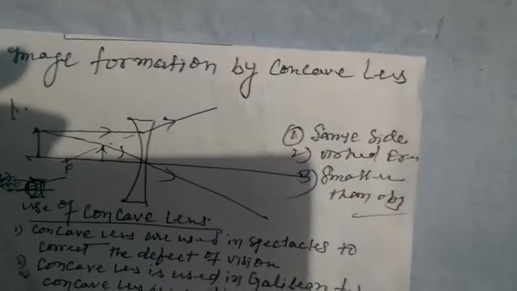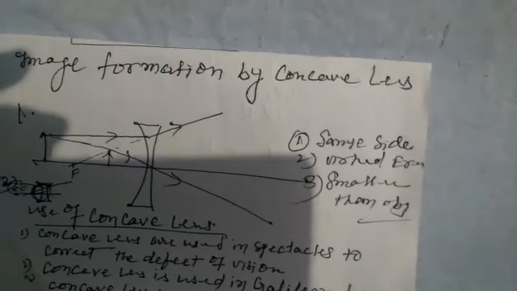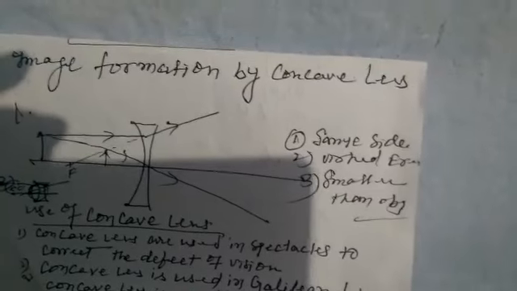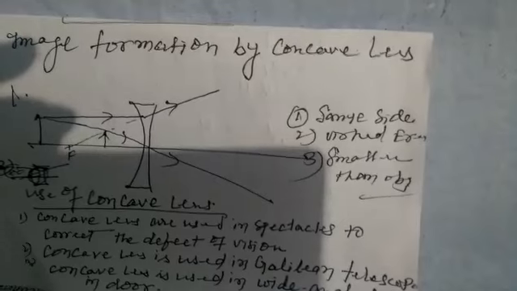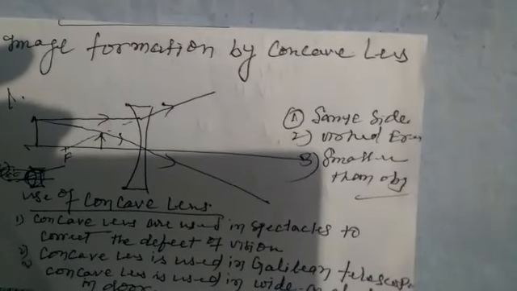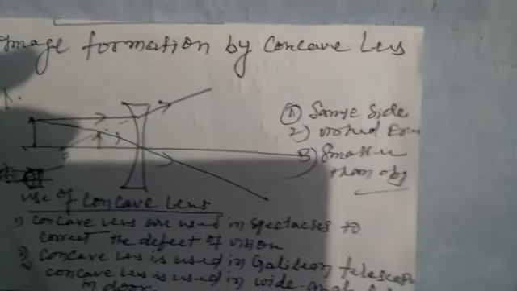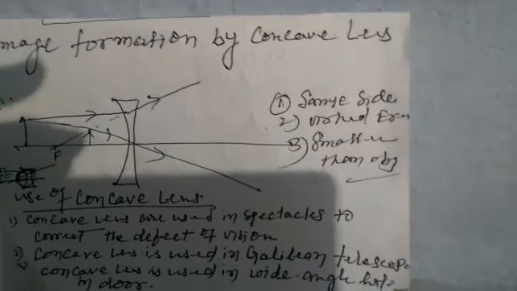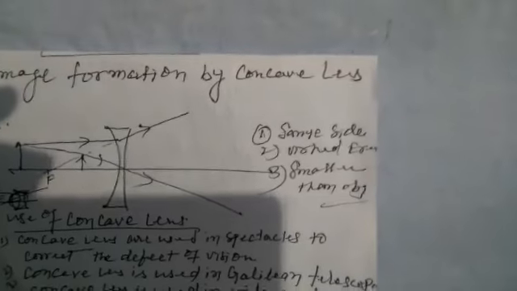So there are only two conditions of image formation for a concave lens. Both conditions give virtual, erect and diminished images. Uses of concave lens: concave lenses are used in spectacles to correct defects of vision. Second, concave lenses are used in the Galilean telescope. Third, concave lenses are used in the wide angle peephole in doors. So these are the uses of concave lens.